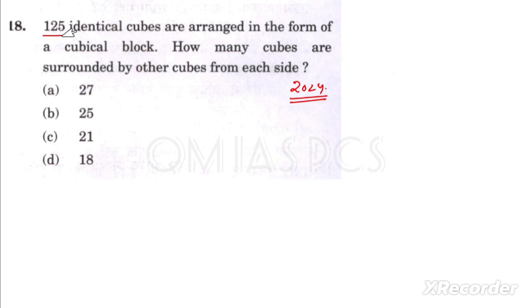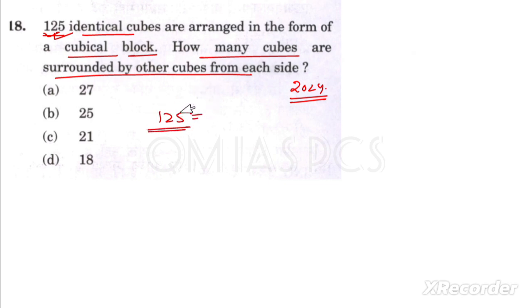125 identical cubes are arranged in the form of a cubical block. Same thing, a Rubik's cube. How many cubes are surrounded by other cubes from each side? Means every side. This line is very important, like what they are asking about. So first thing is, it is given 125 cubes. Right now I have told you, whatever is given, you can try side cube is equal to this value. So what is the value of side?